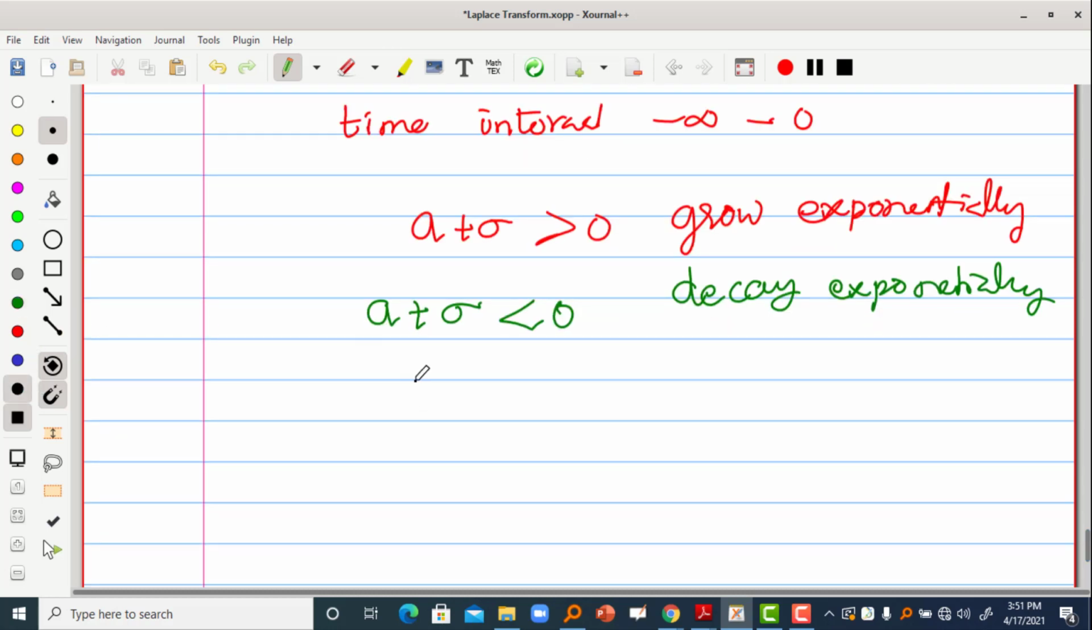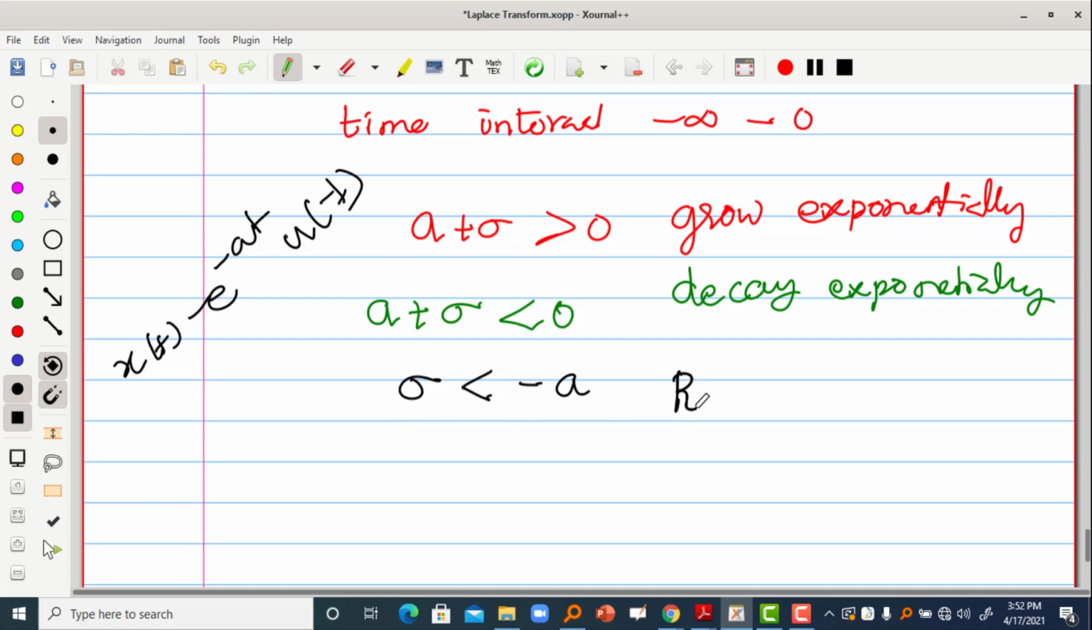This can also be written as sigma less than minus a. I am just taking a to the right side of the inequality symbol, so I get sigma less than minus a. For this particular signal, x of t is equal to e power minus a t u of minus t, the Laplace transform exists only in this region of convergence, that is, sigma is less than negative a.